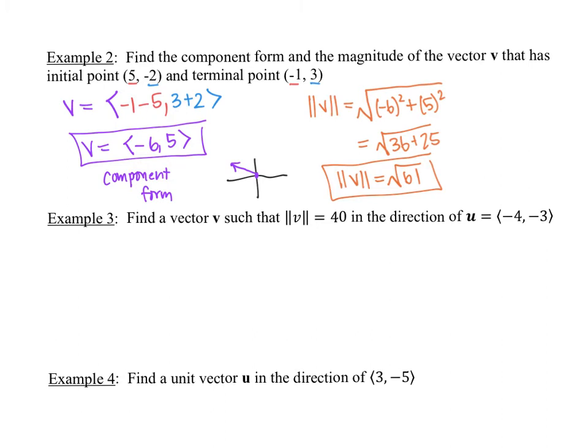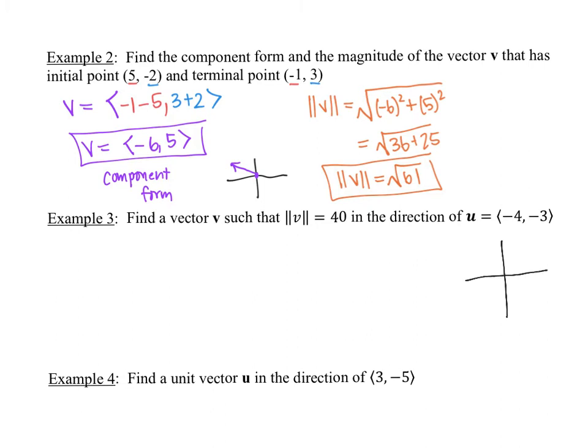Now for example 3, let's look at it. Okay, they want me to find a vector so that the magnitude of the vector is 40, and they want it to be in the direction of u, and they give me u in component form. U is -4, -3. Okay, I'm going to sketch u.